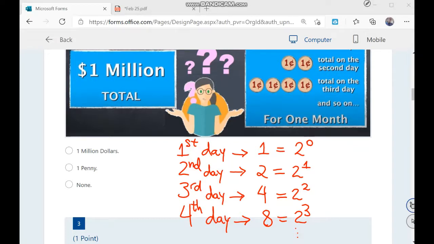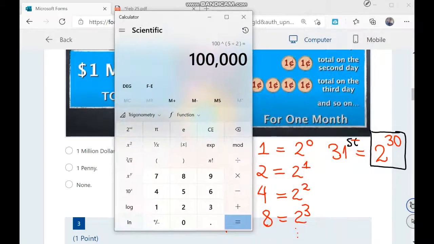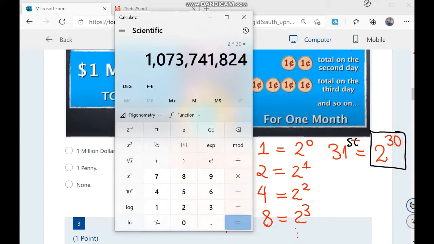On day 31, let me write here, 31st day, you're going to have 2 exponent, after 31 days, exponent 30. This is the amount of coins you're going to have at the end of the month, on the 31st day. And I think this is a huge amount of coins. We need the calculator. I cannot calculate it by hand. It's 2 exponent 30. Let's find out.